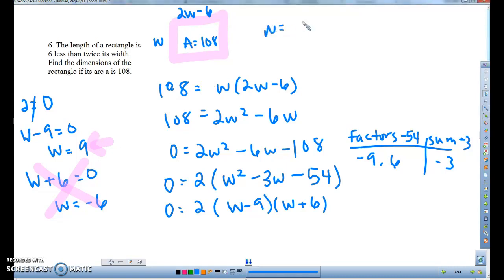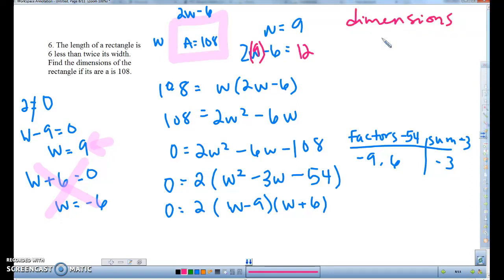So if W equals 9, then 2W minus 6, when I plug in 9 for W, 18 minus 6 is 12. So my dimensions are 9 times 12. And it did not give a unit. So we are good to go.